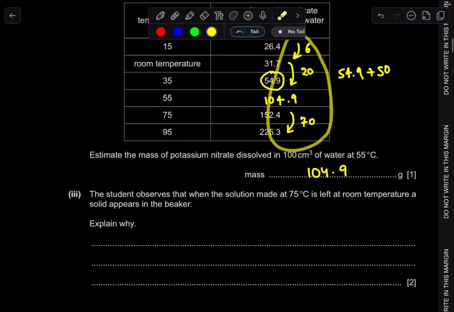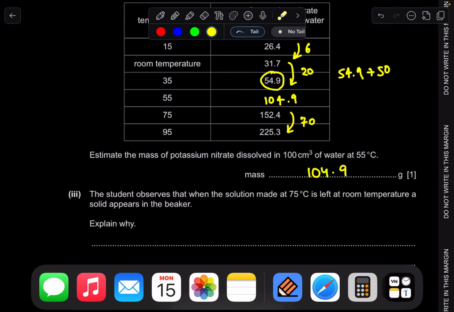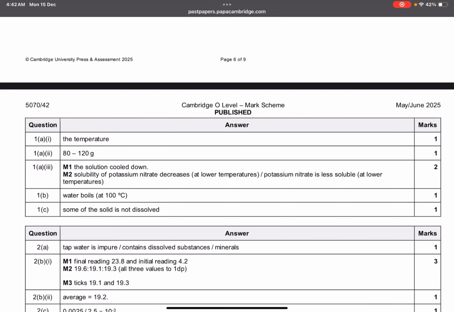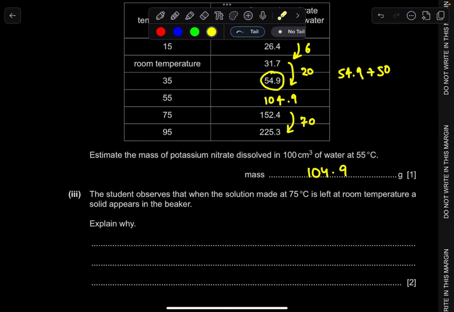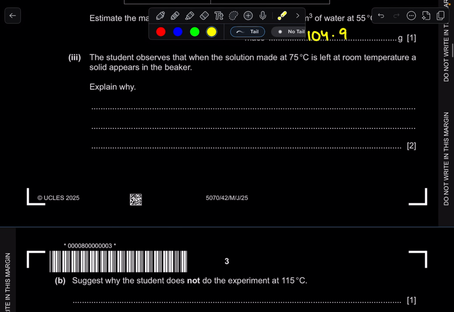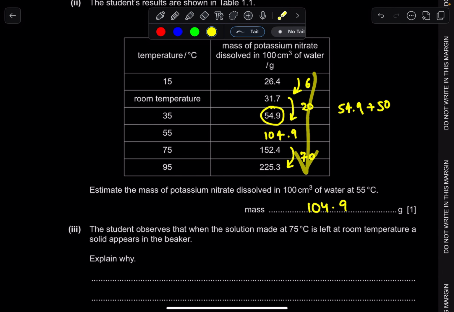The student observes that when the sodium solution made at 75 degrees Celsius was left at room temperature, a solid appears in the beaker. Explain why. Because the solubility is going to decrease as the temperature drops. Look at the marking scheme as well for this question: when this solution is cooled, the solubility of the potassium nitrate decreases at lower temperature. So what's happening is that when you heat it, the solubility was increasing. So when you cool it down, what's going to happen? The solubility is going to decrease back.